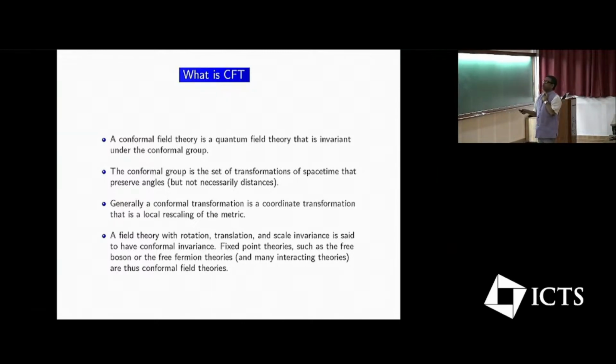Generally, a conformal transformation is a coordinate transformation. Its local scaling of the metric. A field theory with rotation, translation, and scale invariance is said to have conformal invariance. Fixed point theories such as the free boson or the free fermion theories are conformal theories.